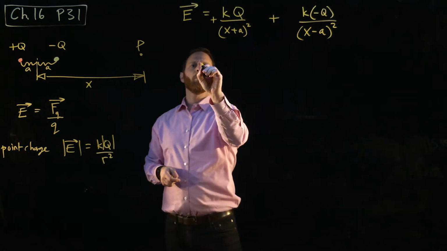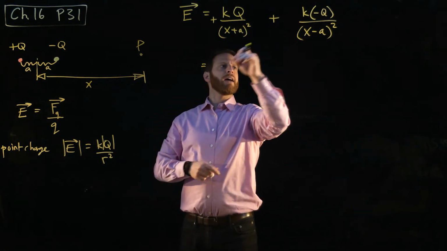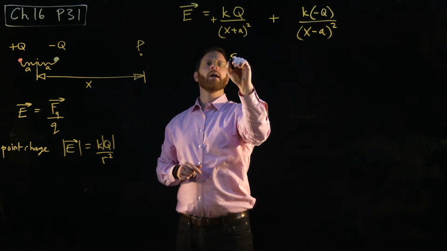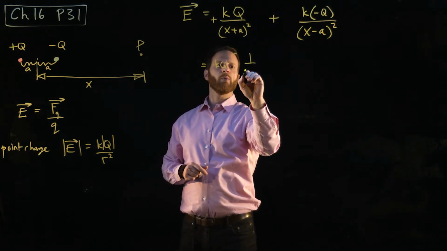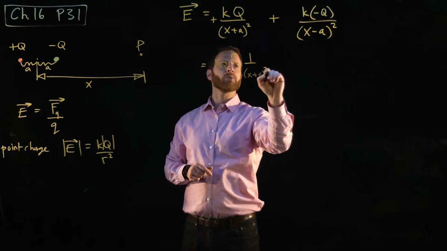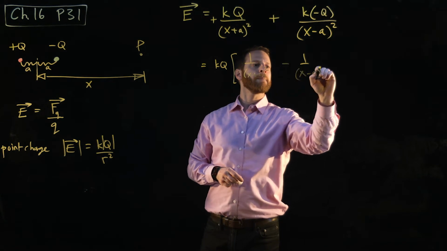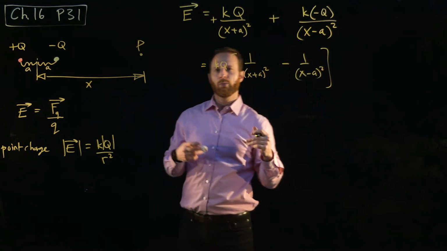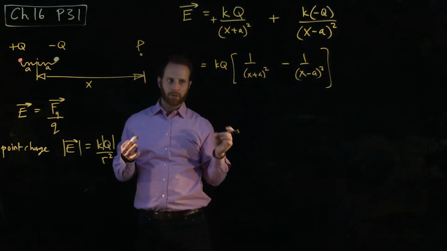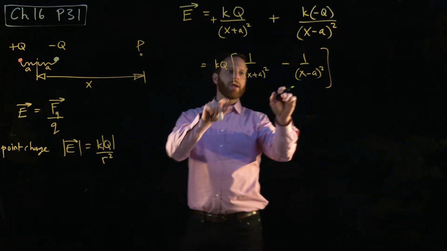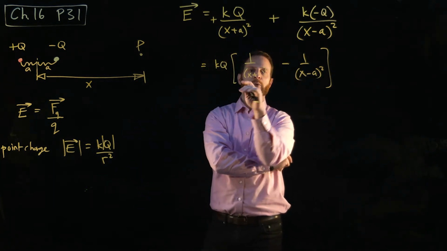Let's now combine, or let's see, factor out the common factor of kq, and that apparently gets multiplied by 1 over (x plus a) squared, and there's a minus sign, (x minus a) squared. And now we technically have everything we need, but I want us to simplify this into one term. So we have the difference between two fractions with different denominators.